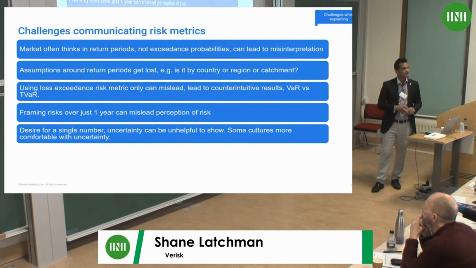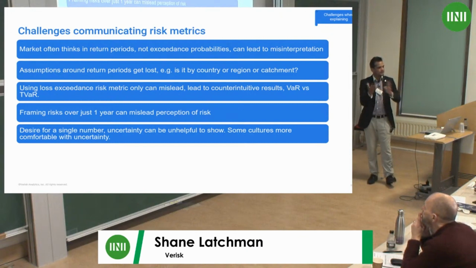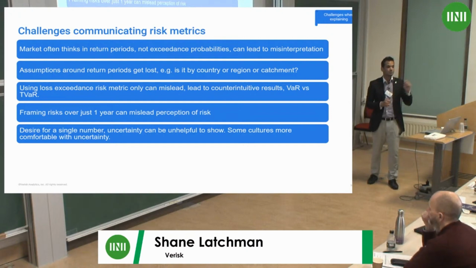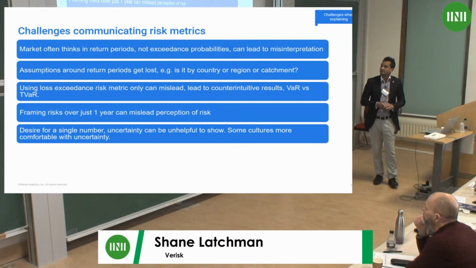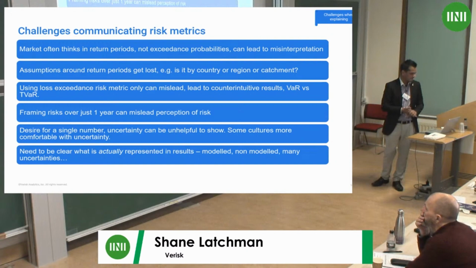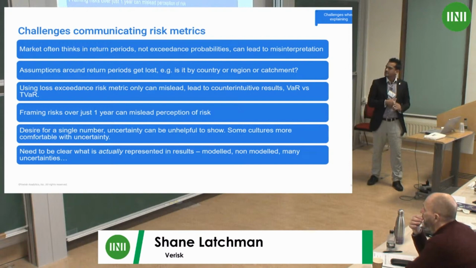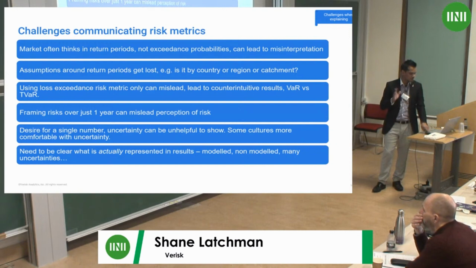And then we'll say, well, you need to account for all of the uncertainties and you need to take that into account. And it's like, yeah, but I only have one number to put the capital in the bank. I can only charge one premium. There is really only one number at the end. More sophisticated companies feel more comfortable, but sometimes it's paralyzing to them. The other part is that you need to be clear what's actually represented in the results. I think it was alluded to as well in a previous talk, so you don't compare apples with oranges, what's modeled, what's not modeled. And the last point is on climate change.